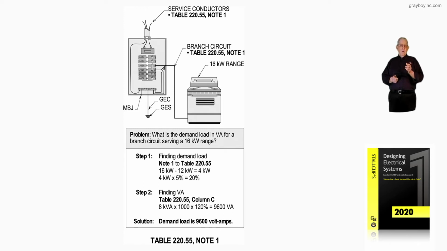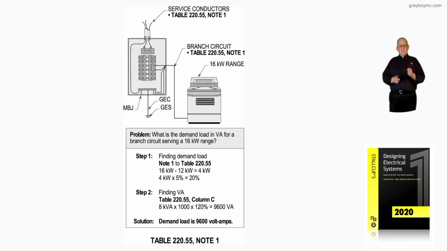Now, step 1, we're taking note 1 and applying it. The 16 kW range minus 12 is 4. So we exceed the 12 kW by 4, so we take 5% of that. As you see in step 1, we come up with 20%. Now, adding the 20% to 100%, we come up with 120% in step 2, times 1,000 to get rid of the K, times 8, we come up with 9,600 VA.